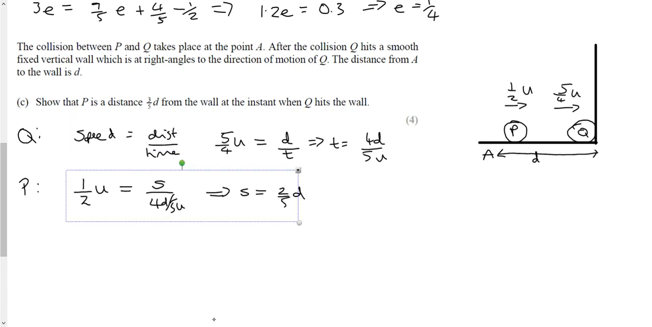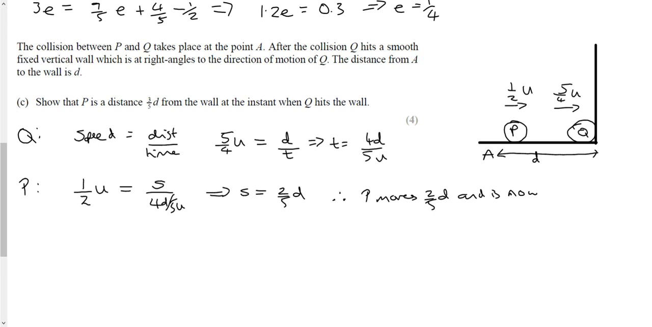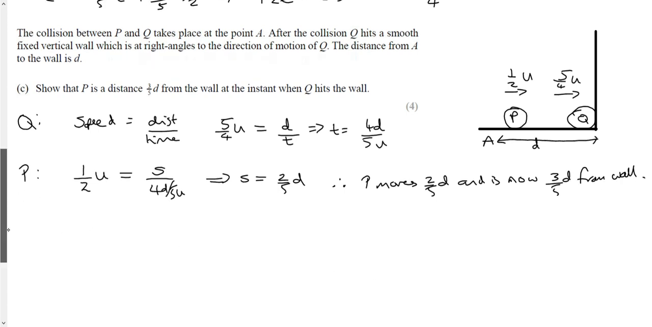Now, as you can see, that's not the answer we wanted, but that's because that's how far P has travelled towards the wall. So P moves 2/5 d and is now 3/5 d from the wall. Okay, right.